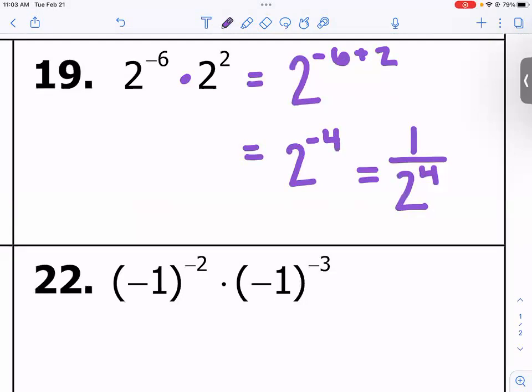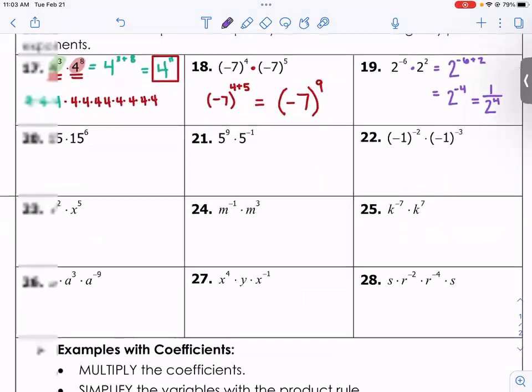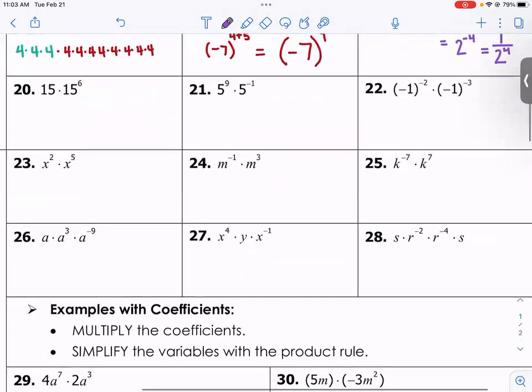Okay. So let's do this. How about you and your elbow partner work together on getting answers for 20 through 22?